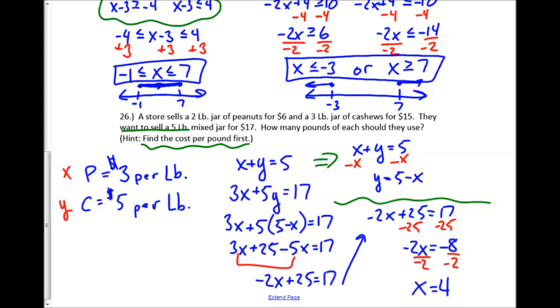I've got to plug that back in. And I can plug it in right here. And that we should be able to do in our heads, the 5 minus 4, which is a 1. Okay? So in other words, the peanuts is 4 pounds. And the cashews is going to be 1 pound.